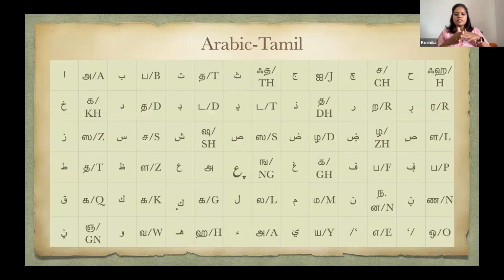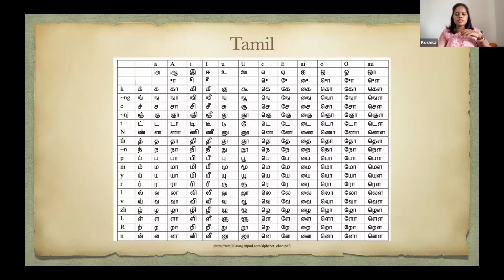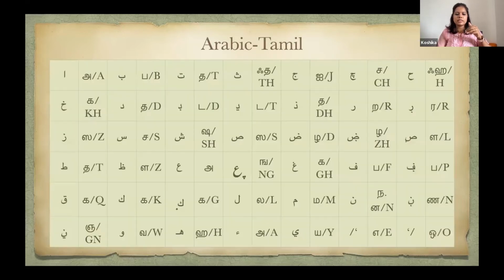Here you can see almost 42 letters. You can see the differences. The first is Aleph and Ba. Different dots were added above and below the letters to make this Arabic Tamil script, these Arabic Tamil letters.